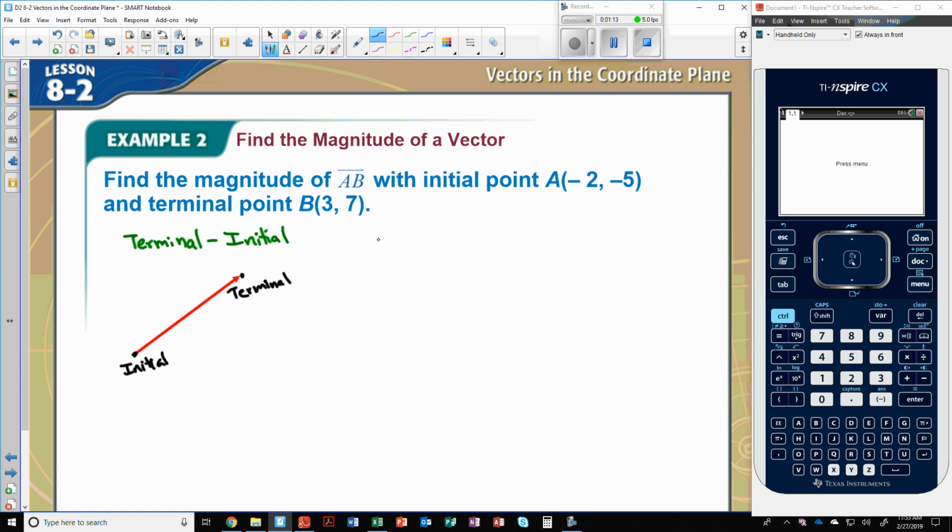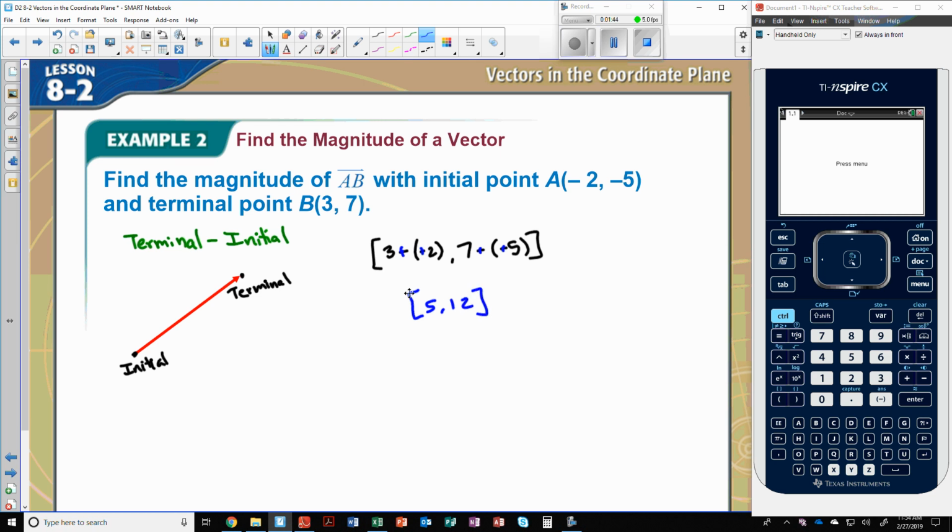So first I'll write it as a vector, and I'm going to use the calculator form here. I take the terminal x, which is 3, and subtract the initial x, which is -2. And then for my y's, I'll take my terminal y, which is 7, and subtract my initial y, which is -5. Now, each of these has a negative. If you distribute these through, these become positive because two negatives become a positive, and the same is true here. And so this simplifies to become 5, 12.